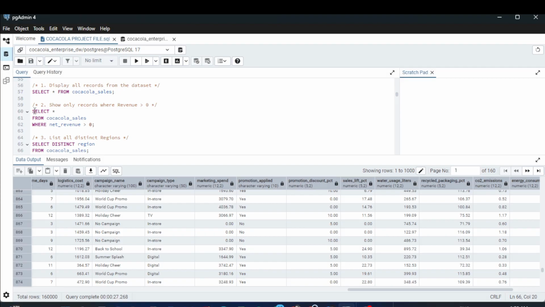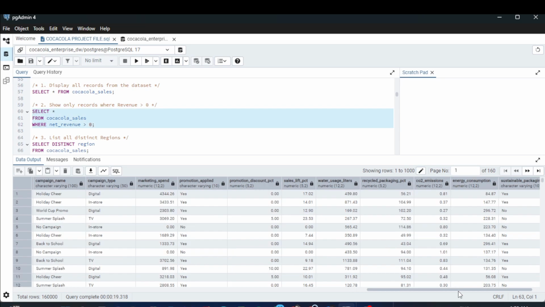These are the records where revenue is greater than 0. You can see this is the result, and if you look at every one of these rows, the net revenue is greater than 0 in all of them. So that's the result. We select from Coca-Cola where net revenue is greater than 0. That's the simple query we are going to write there. It's nothing very cumbersome or hard.